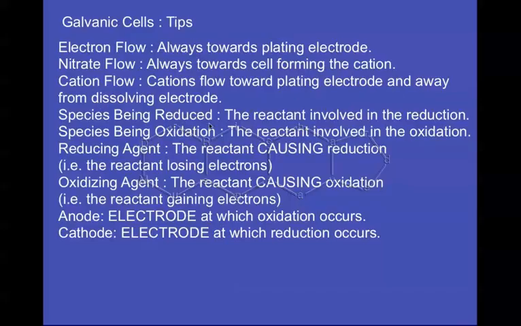The species being reduced is always the reactant involved in reduction. The species being oxidized is always the reactant involved in oxidation. The reducing agent is the reactant causing reduction, that is the reactant losing electrons. The oxidizing agent is the reactant causing oxidation, that is the reactant gaining electrons. And the anode and cathode are both electrodes. Anode, the electrode at which oxidation occurs. Cathode, the electrode at which reduction occurs. Remember your mnemonic A, O, C, R, vowels, consonants. Those are good to remember.